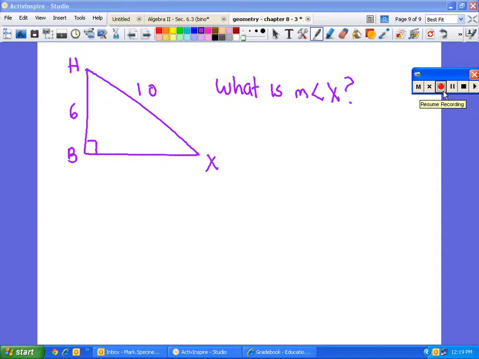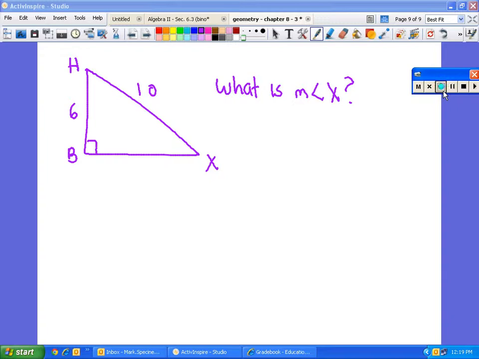Now you'll notice we're not given the measure of the angle, but we are given the value of the two sides. So basically, the way that you want to interpret the inverse is you ask yourself, you're looking for the angle. Well, I'll show you in the problem what I'm talking about.